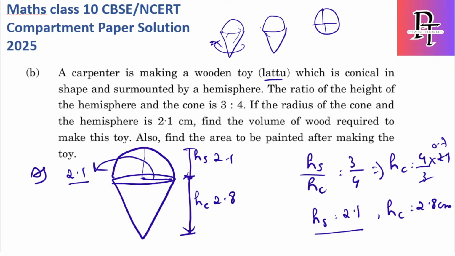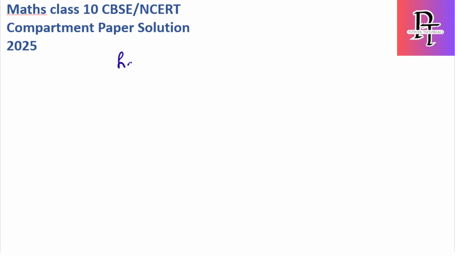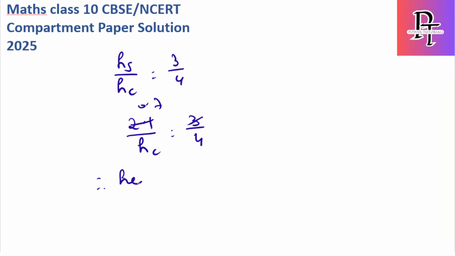I will write it here in a statement because this will at least carry 1 mark. HS by HC is presented as 3/4, and HS they have mentioned as 2.1, so 2.1 by HC is equal to 3/4. So 3 ones are 3, 0.7. Therefore the height of the cone is 2.8 centimeters. So now I have the height of the cone.